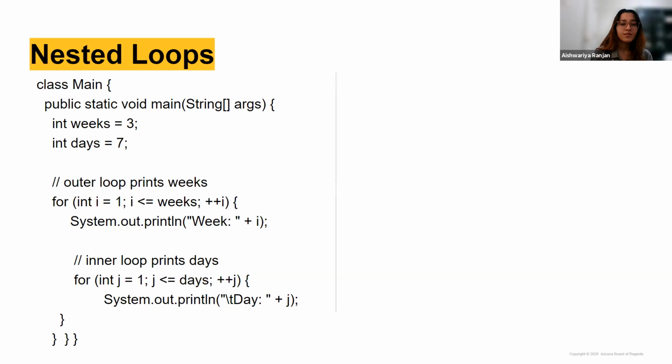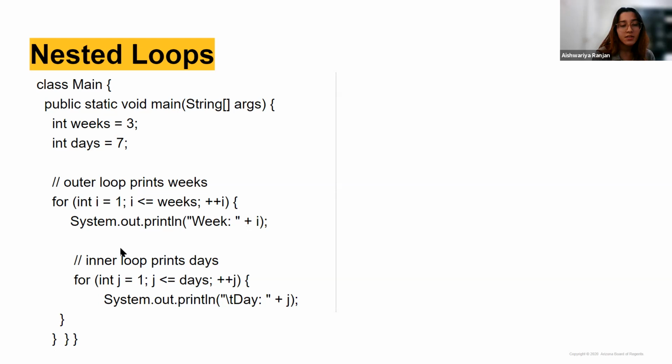Okay. So here is a code of a nested loop. We have two variables declared: int weeks is equal to 3, int days is equal to 7. We have an outer loop over here, which is initialized by int i equals 1. It will run until i is less than or equal to weeks, that is i is less than or equal to 3, and then it gets incremented by 1.